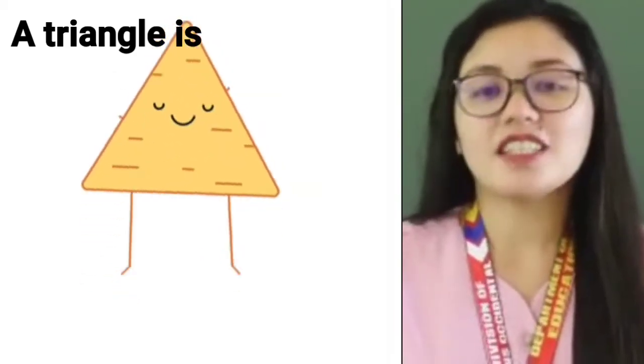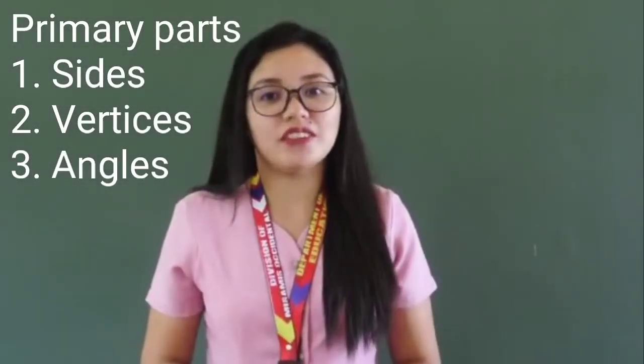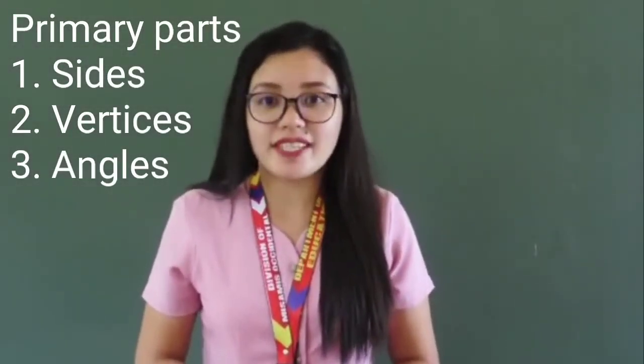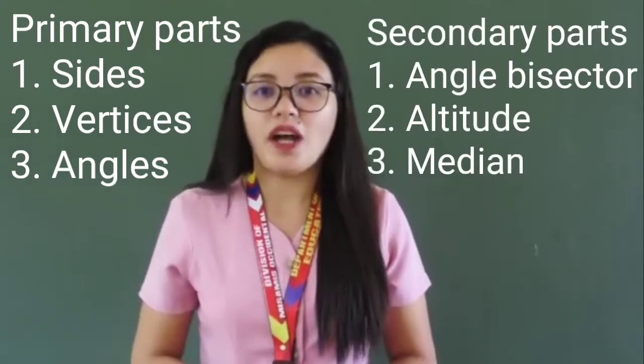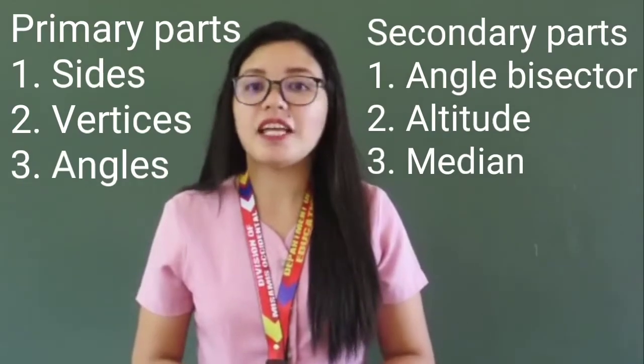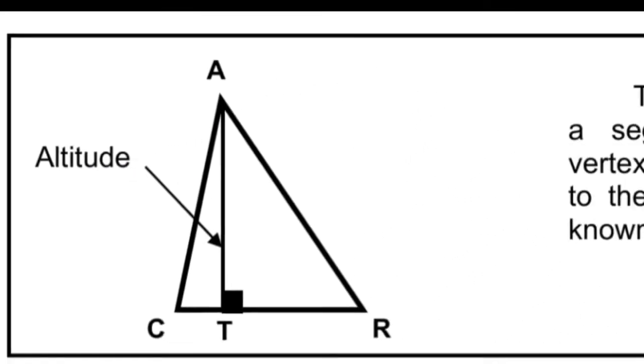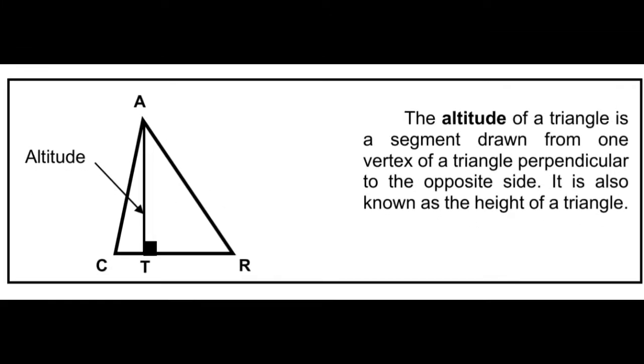You know what? A triangle has primary and secondary parts. The primary parts of a triangle are sides, vertices, and angles, while the secondary parts are the angle bisector, altitude, and median. The altitude of a triangle is a segment drawn from one vertex of a triangle perpendicular to the opposite side. It is also known as the height of the triangle.